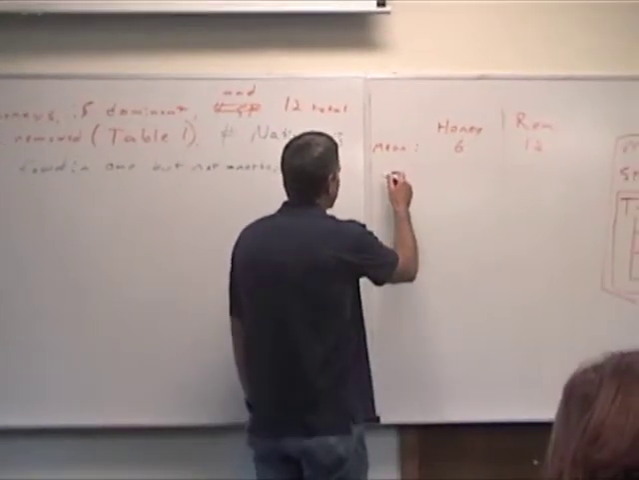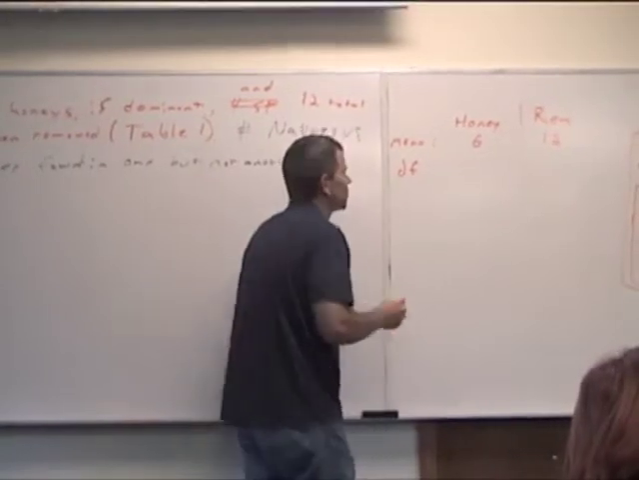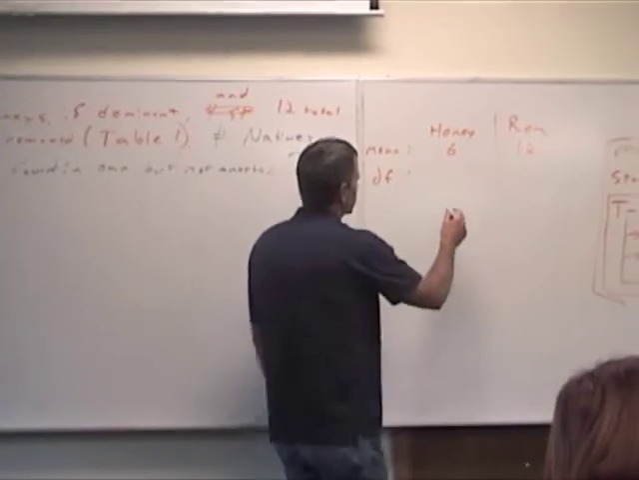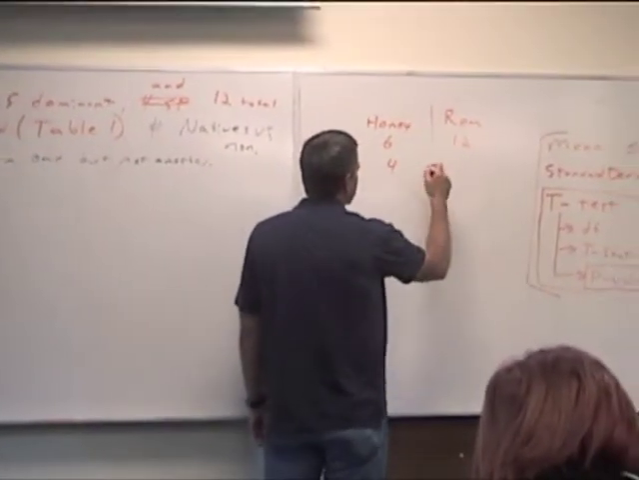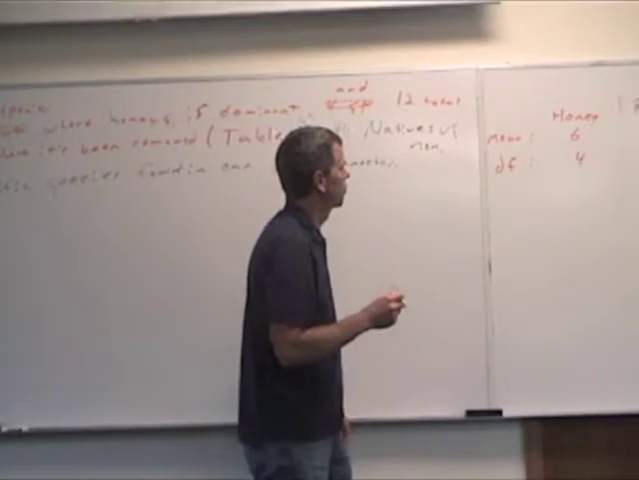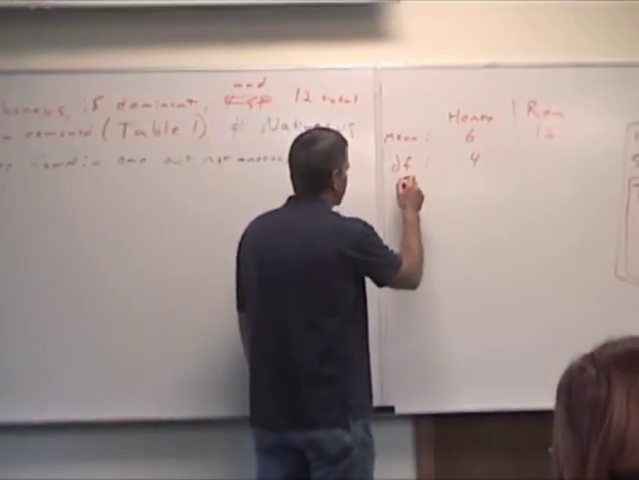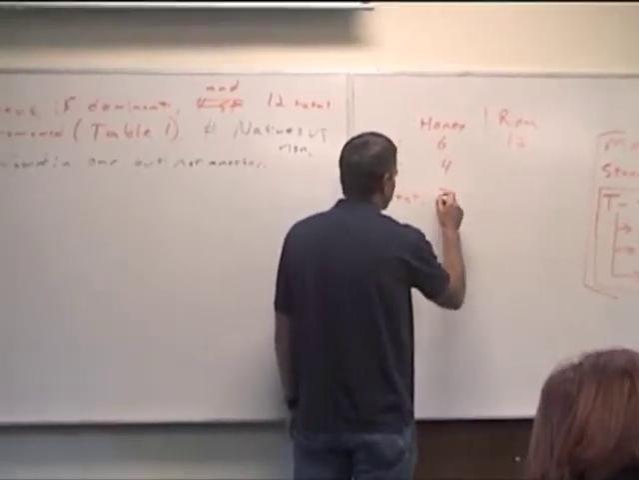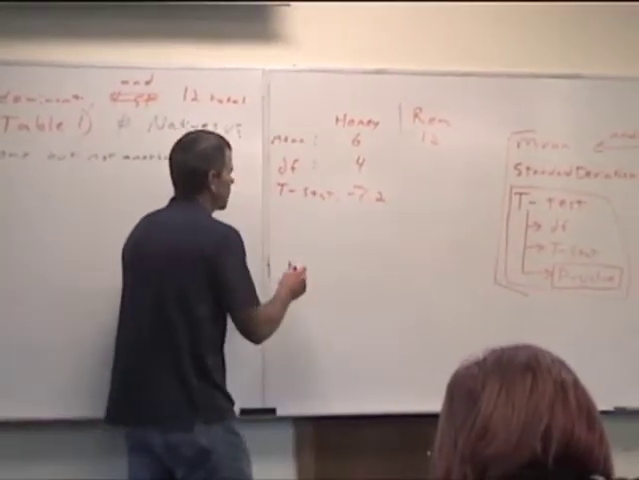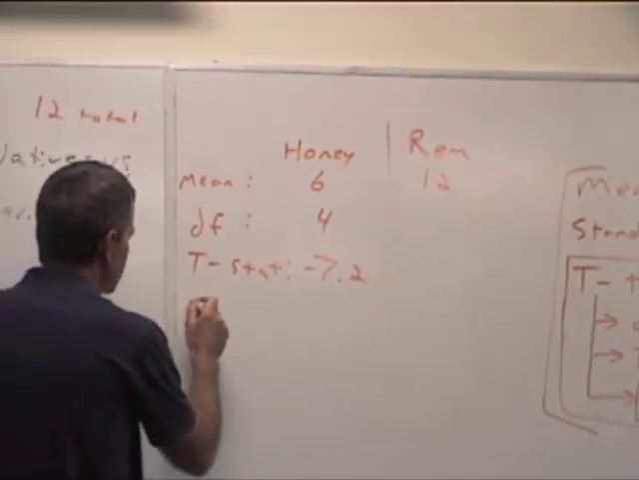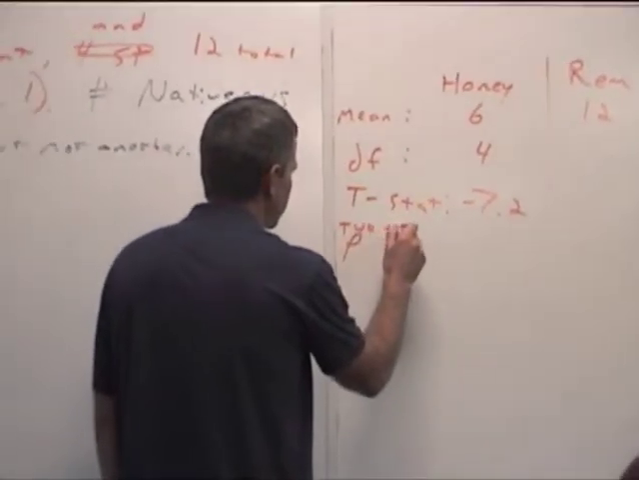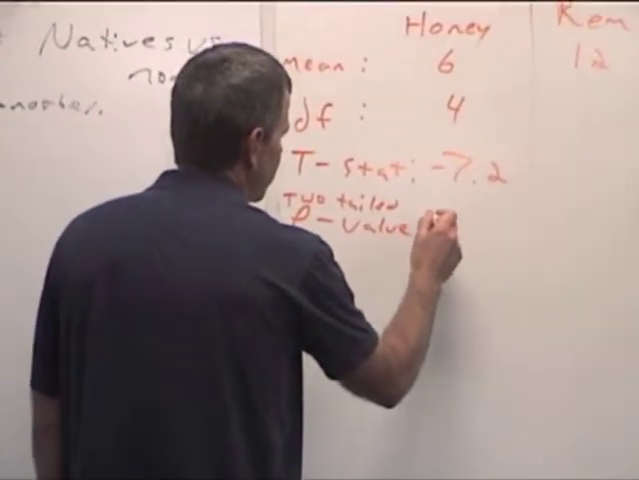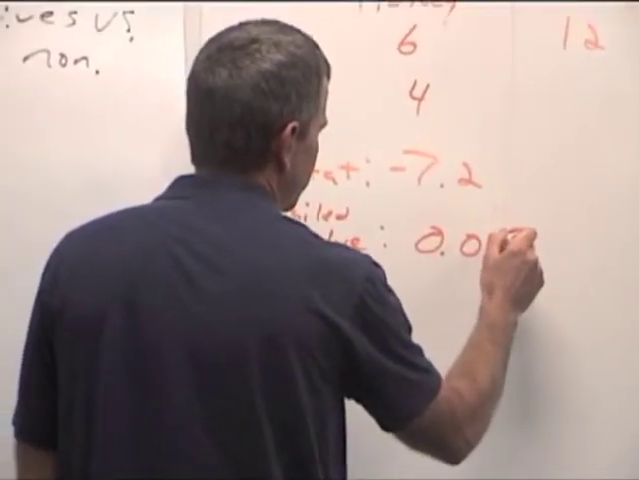Another value you get out of it is DF, degrees of freedom. It's one that you always report, so it's an important one. Degrees of freedom is going to be 4 for the test. Your t-stat, I don't know, negative 7.2. And then your two-tailed P, .03.